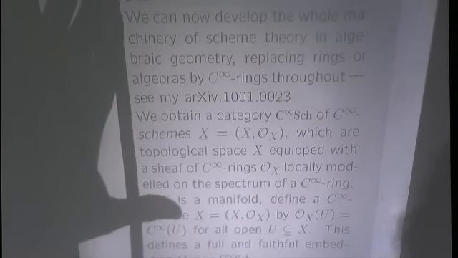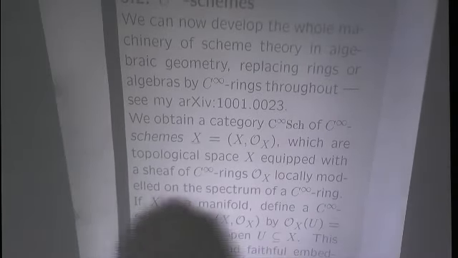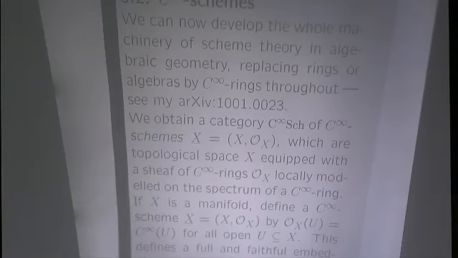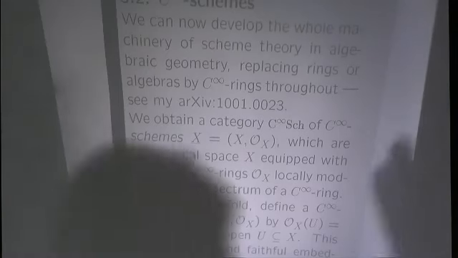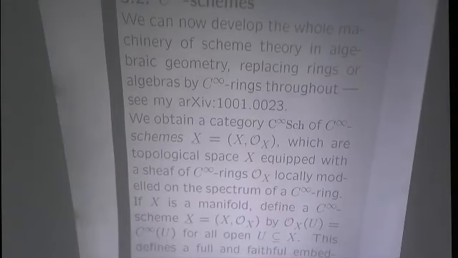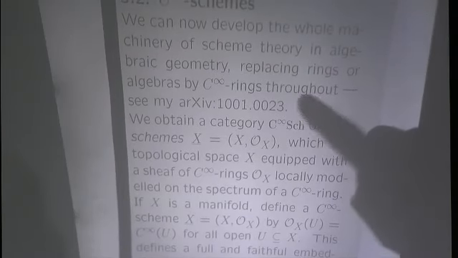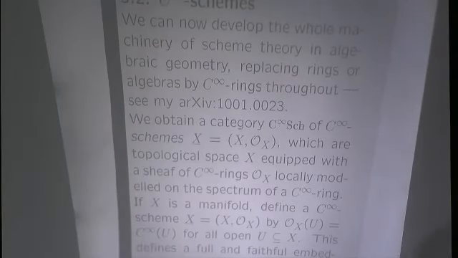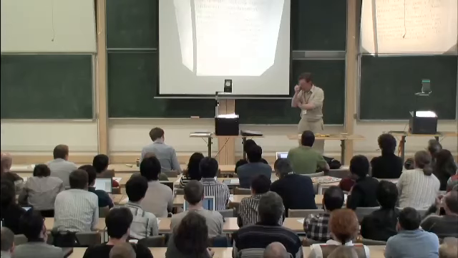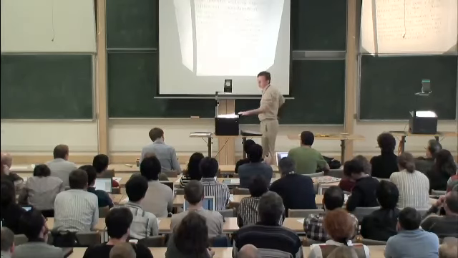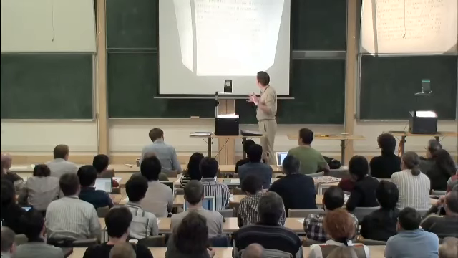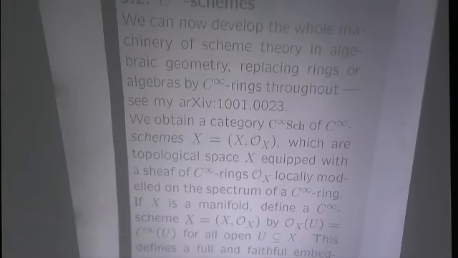Okay, let's now talk about C-infinity schemes. We can develop the whole machinery of scheme theory in algebraic geometry, but replacing rings or algebras by C-infinity rings throughout. So there's a good paper by Dubuc in the American Journal of Mathematics. There's a paper by me on the arXiv. So basically the synthetic differential geometry people didn't develop the ideas very far. So this is a paper by me which takes the machinery a bit further, far enough to do what I want to do with D-manifolds.